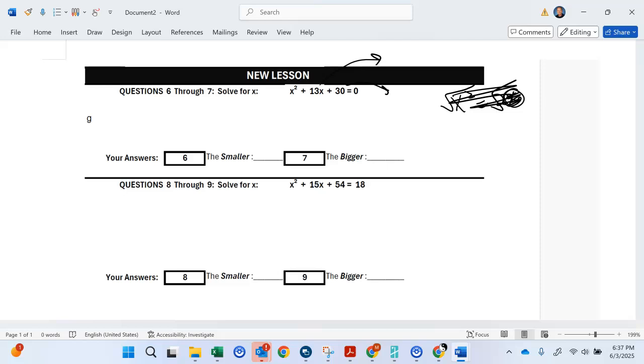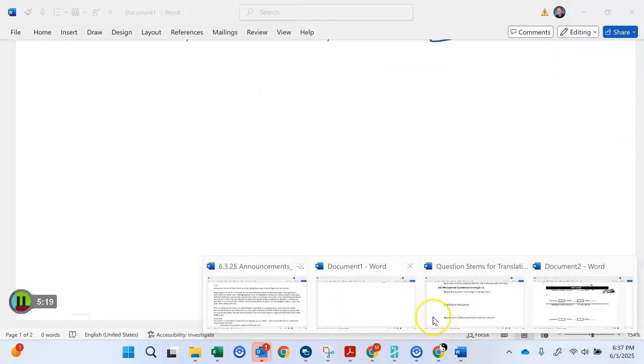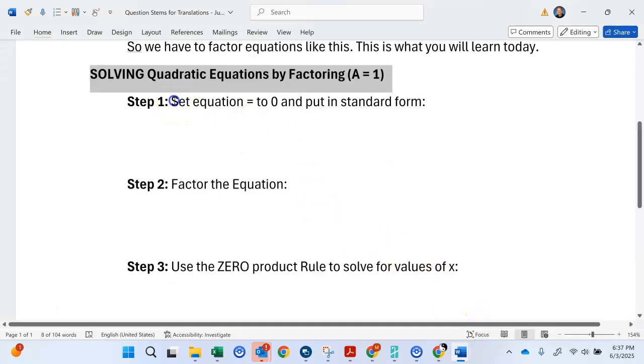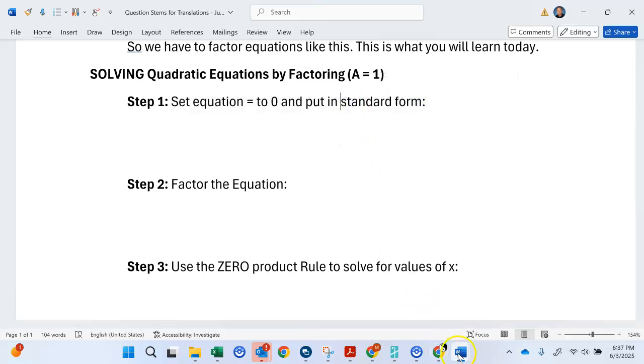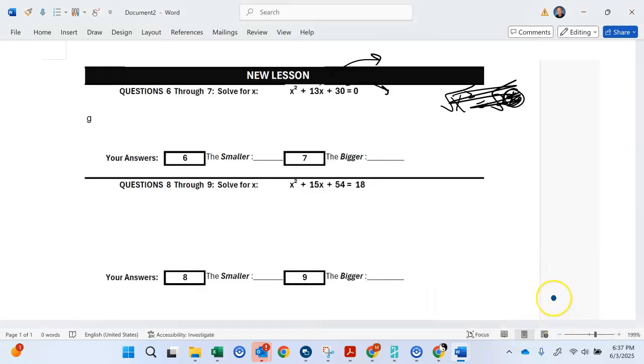So what we're going to do is the first step: we set it equal to 0, right? So where do my steps go? Step number 1, we're going to set it equal to 0 and put it in standard form, okay? Well, in the first example I give you, it already is equal to 0, and it's also in standard form, the x squared, the x. So now we're going to do what we did before, the same process like before, equal to 0.